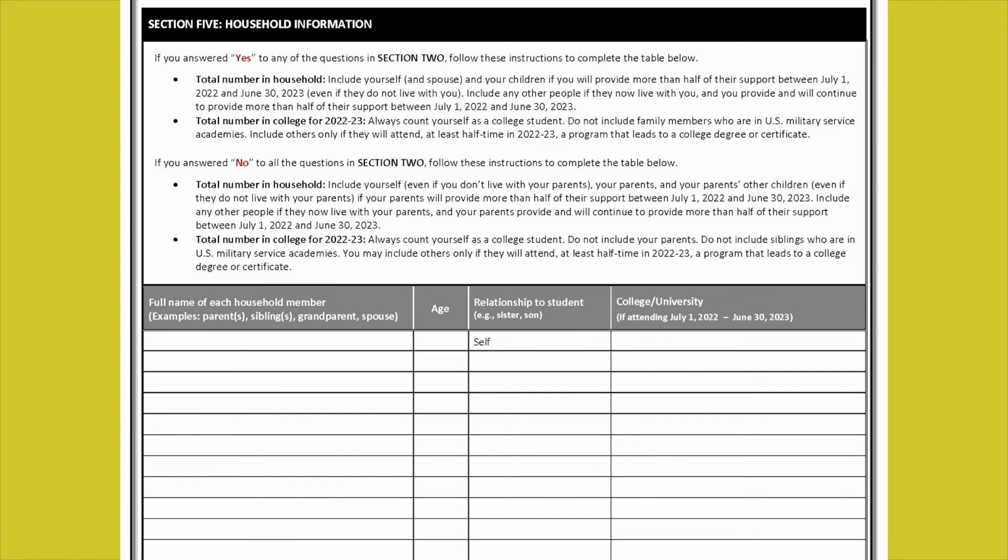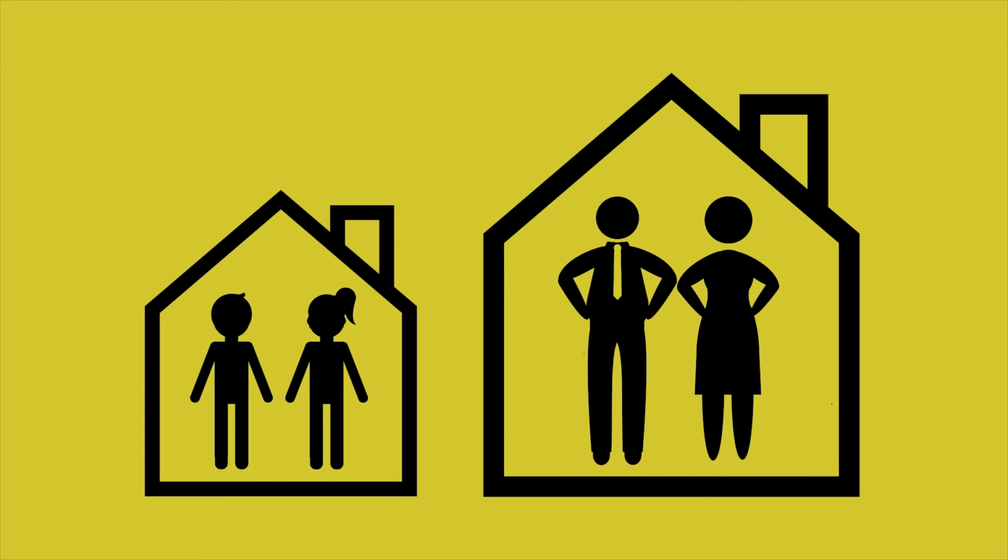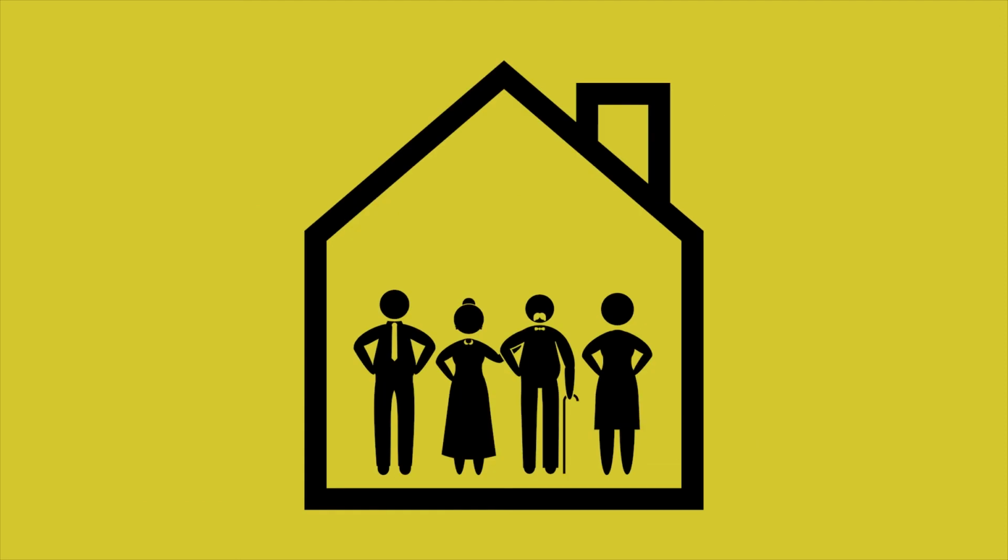Now on to Step 5. This is where you will list all the people in your household. If you answered no to all the questions in Step 2 and needed to provide parental information, you must include yourself, even if you don't live with your parents, and your parents' other children, even if they don't live with your parents, if your parents will provide more than half of their support during the academic year you are applying for aid. You must also include other people who live with your parents, if your parents will continue to provide more than half of their support through the academic year that you are applying for aid. An example of this might be a grandparent who lives with your parents and your parents provide their support.